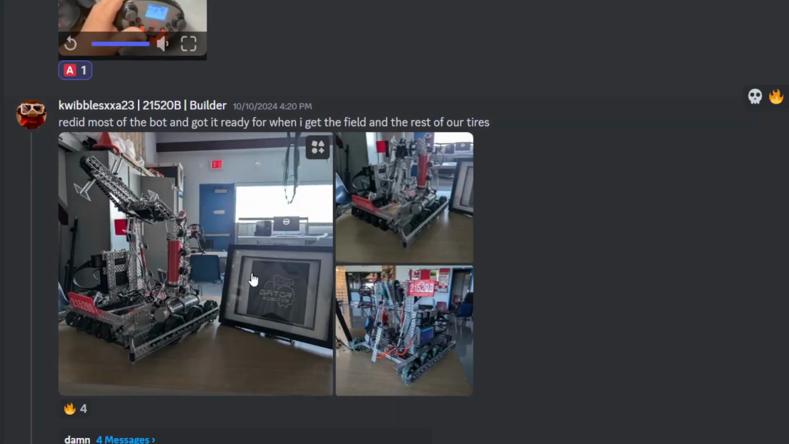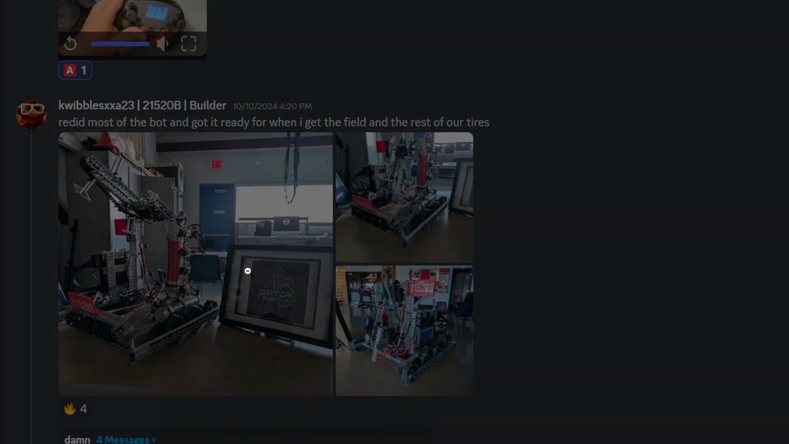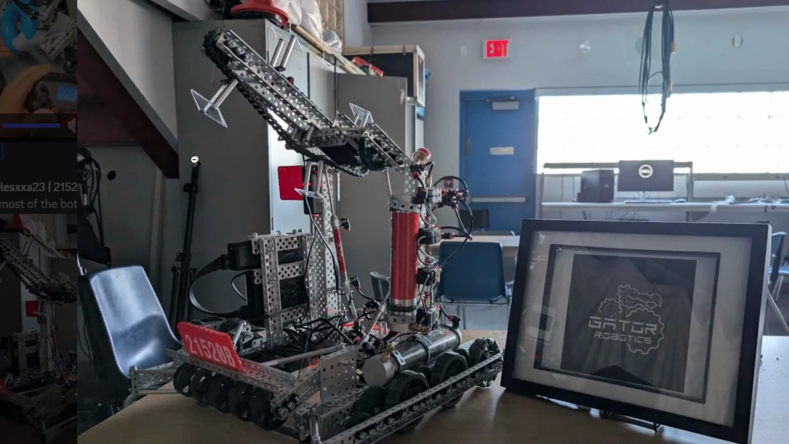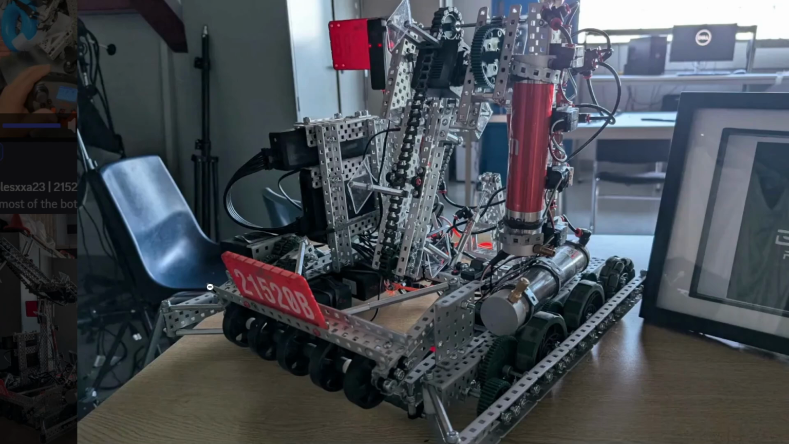Consistent. Redid most of the... Wait, rebuild. We got the rebuild. Oh, and we finally get to see his thing in work. But the only thing is you still have everything connected with metal instead of zip ties.